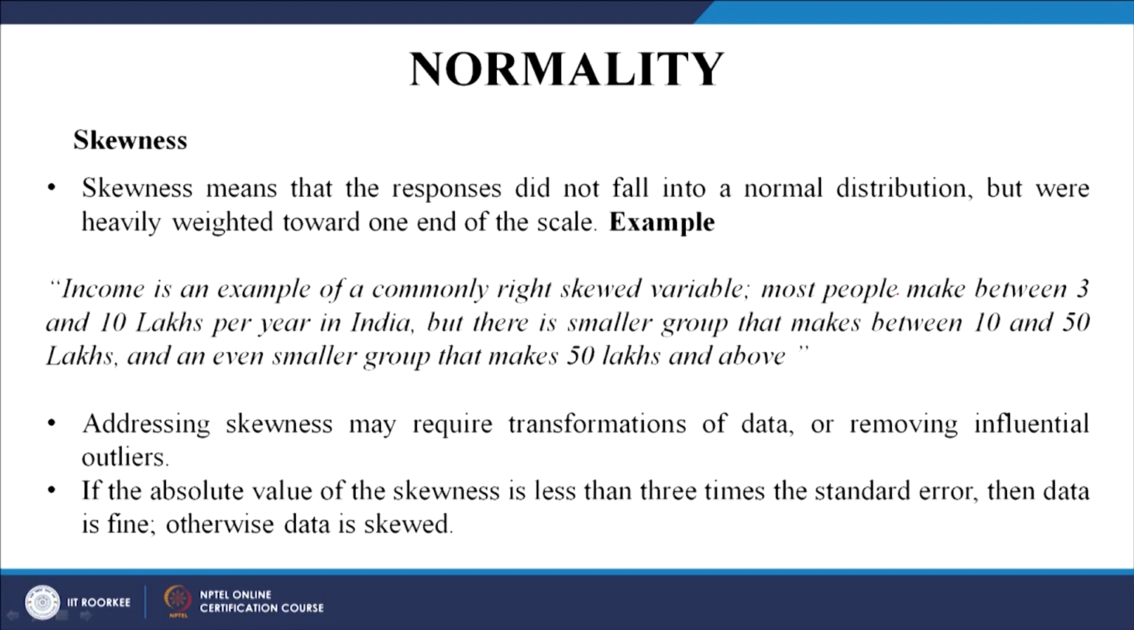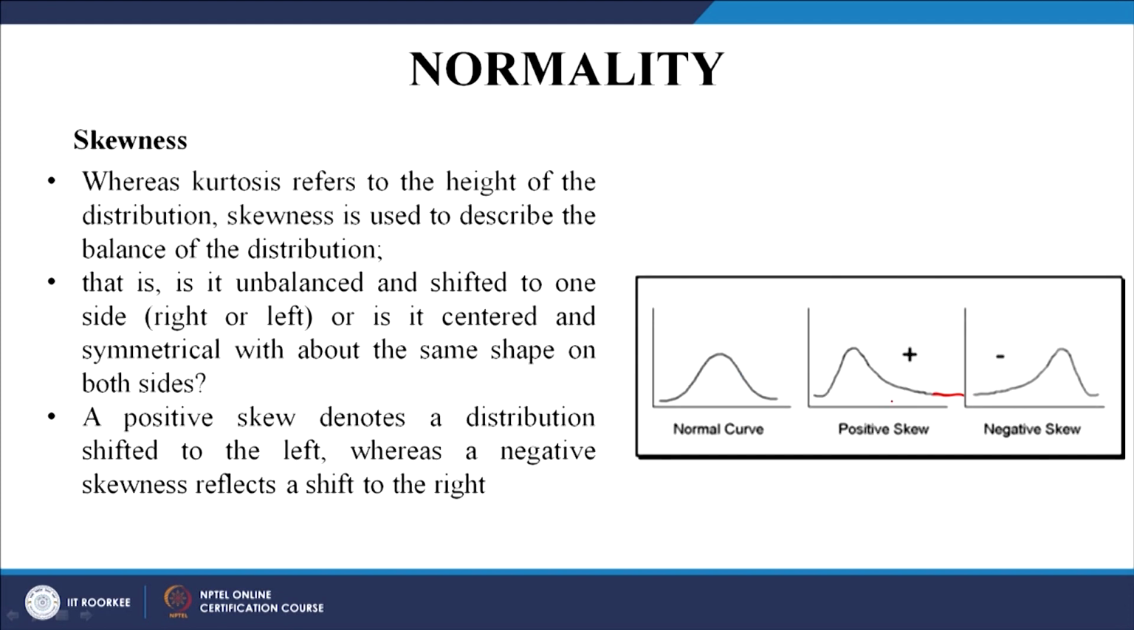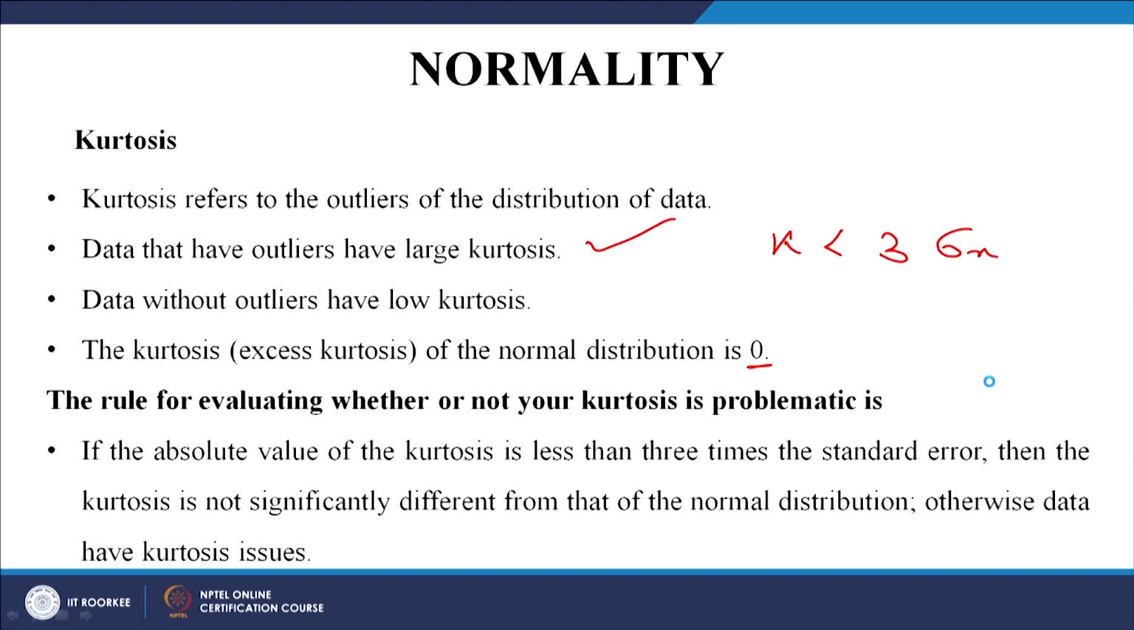Most people make between 3 and 10 lakhs per year in India, right, but there is a smaller group that makes between 10 and 50 lakhs, and an even smaller group that makes 50 lakhs and above. So, the large section of the population is falling towards this side, right, and very few are falling towards the 50 lakhs and above, right.